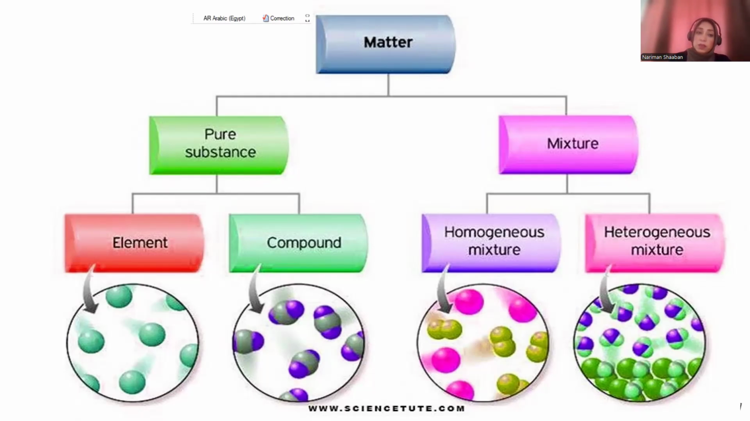Okay. Today we will learn about pure substances and mixtures. Matter is divided into pure substances and mixtures. Pure substances are divided into elements and compounds. Mixtures are divided into homogeneous mixtures and heterogeneous mixtures. Let us start with mixtures.